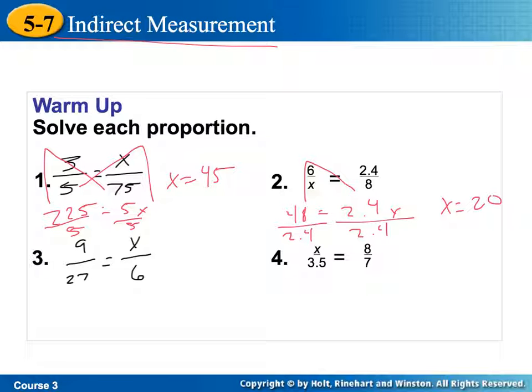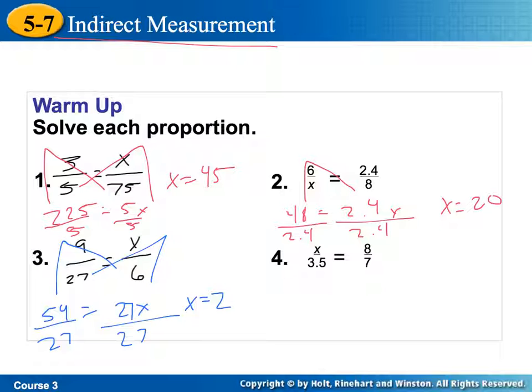Bottom 2, 3 and 4. Cross multiply. You get 54 is equal to 27x. Ooh, not 2x, 27x. Divide by 27. X is equal to what? 2. Then, last but not least, we have the last one, which is, again, cross multiply. 7x is equal to 28. 8 times 3.5 is 28. Divide by 7 on both sides. X is equal to 28.